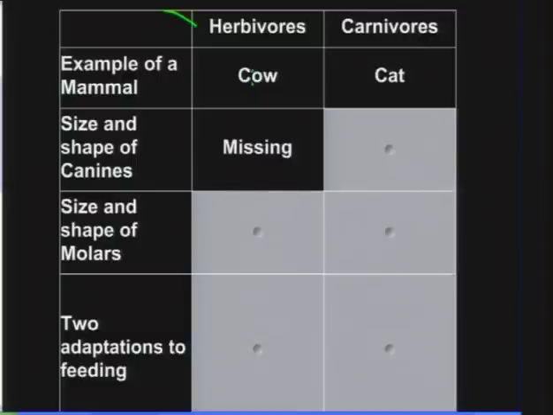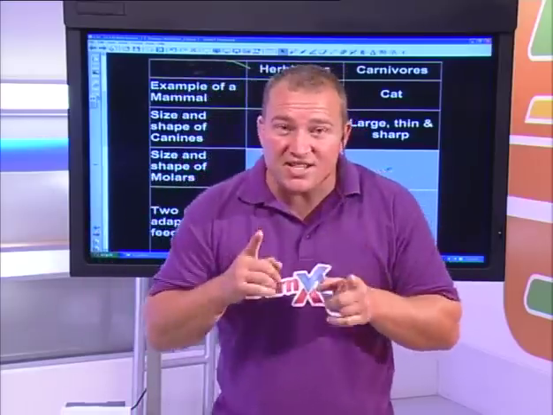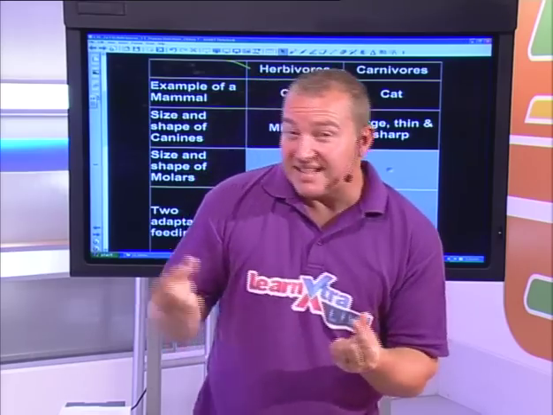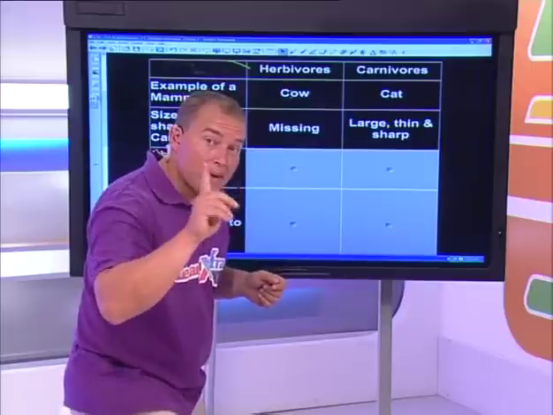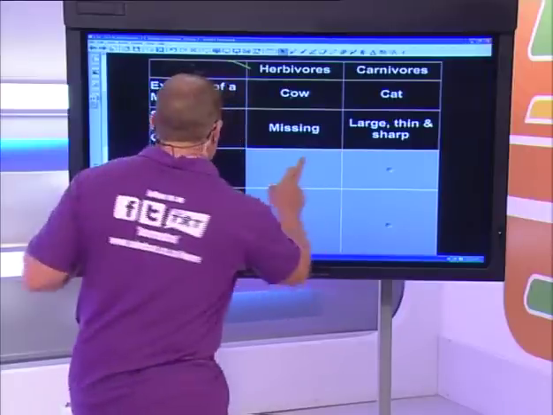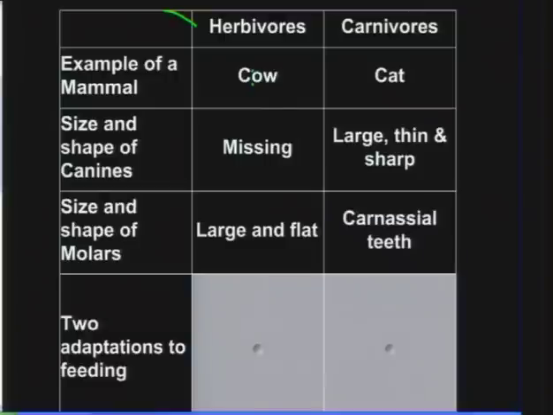And then, what does the cat have? If you have a look at the cat, they've got nice big ones. They're nice and long. They're nice and thin so that they can tear the meat very easily. Right. And they are sharp. Very, very important. Then, the size of the molars. The cow's are flat and large. And the carnivore, which of course is your cat, has mainly got your carnassial teeth. Right? Instead of your molars.